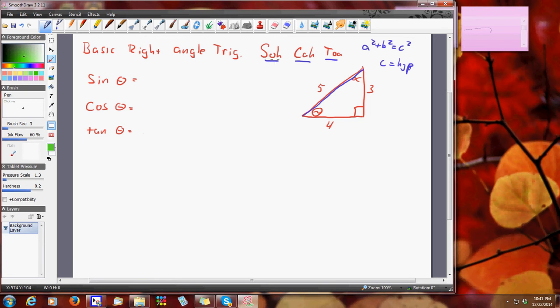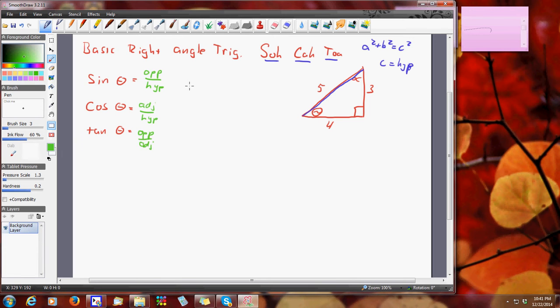So it works like this. Sine, cosine, and tangent. The sine of the angle is equal to the opposite over the hypotenuse. The cosine of the angle is the adjacent side, next to it, over the hypotenuse. And the tangent is the opposite over the adjacent.